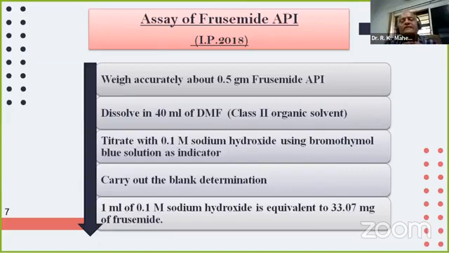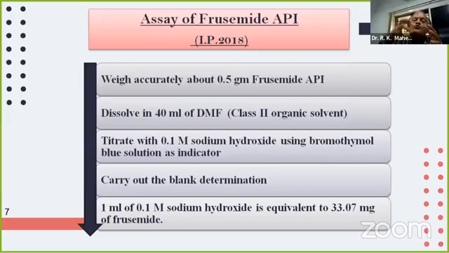Dimethylformamide is a class 2 organic solvent. The pharmacopoeia has utilized DMF because your drug is water insoluble, so water could not be utilized for titration analysis. Number two, ethanol is a class 3, relatively safer organic solvent, but it could also not be employed. Why? Because furosemide is sparingly soluble in ethanol, in other words it has limited solubility in ethanol. That's why ethanol was not employed by the pharmacopoeia. Otherwise, ethanol is safer than dimethylformamide.